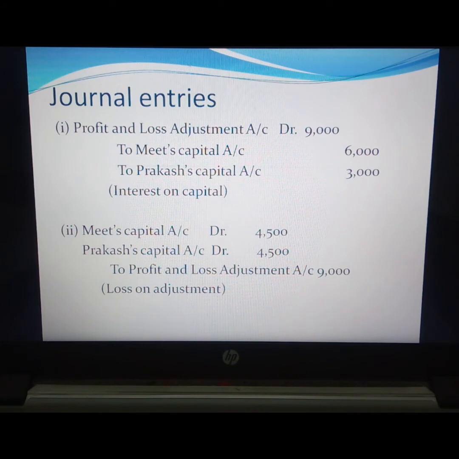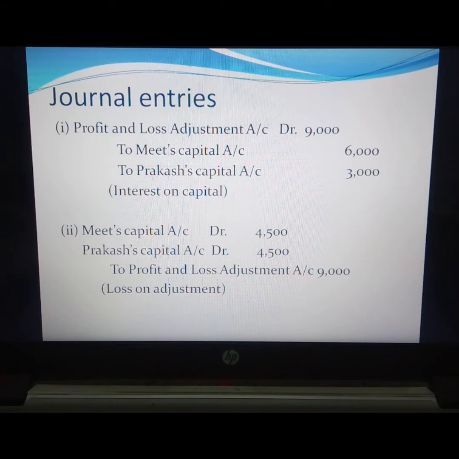Now this 9,000 has reduced the profits of the firm. Profits are credited but losses are debited. The extra profit that has already been credited to the partners shall be reduced by debiting their partners' capital accounts, which is rupees 4,500 each for Meet as well as Prakash, since the PSR is equal.